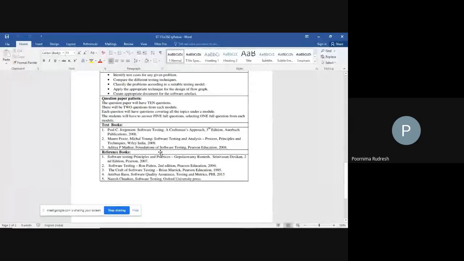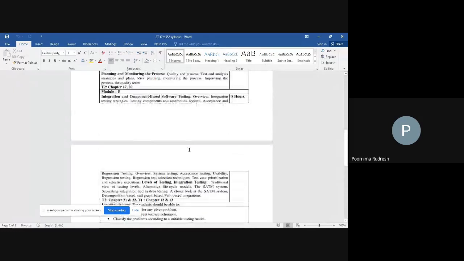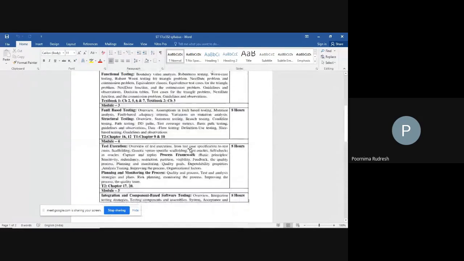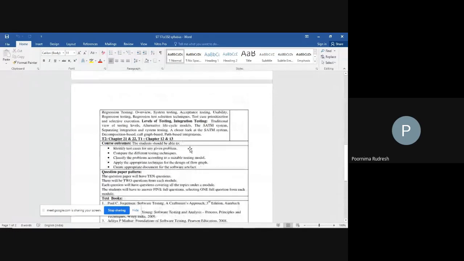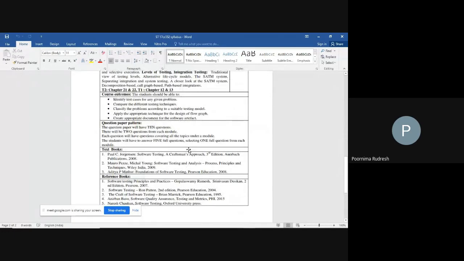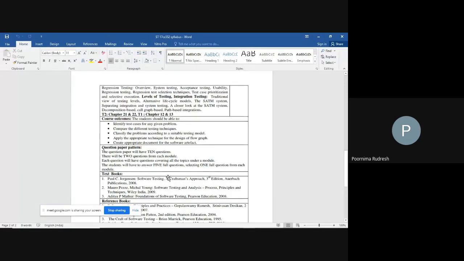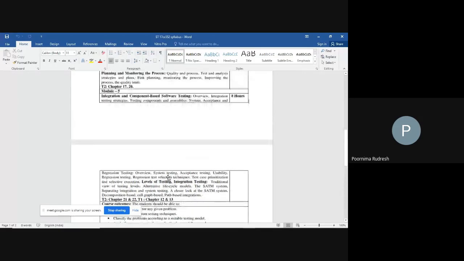All three books are available in the library, so you can take that, and most of the topics are covered from textbook 1 and textbook 2. Understood? Most of the topics are covered from textbook 1 and textbook 2. You can do one thing: take textbook 1 and 2 from the library, and since very little of the syllabus is covered from the third textbook, you can xerox it.